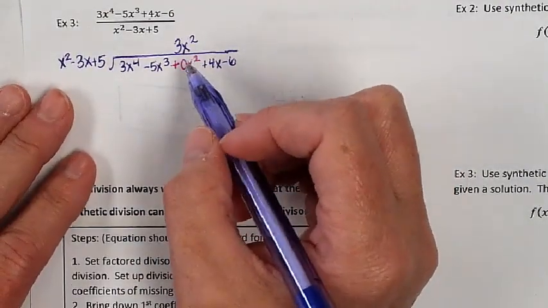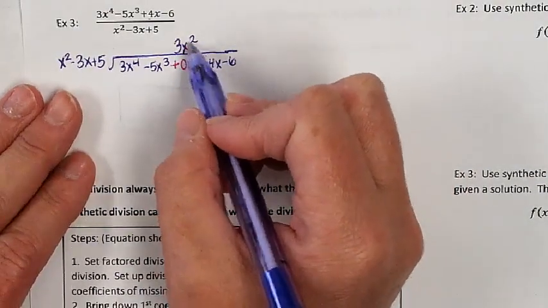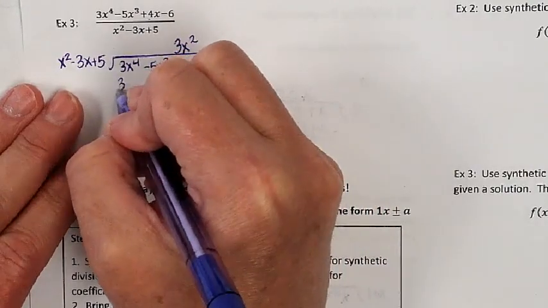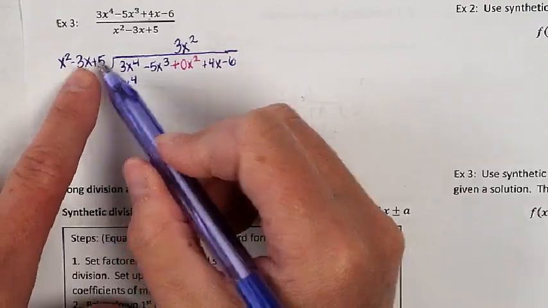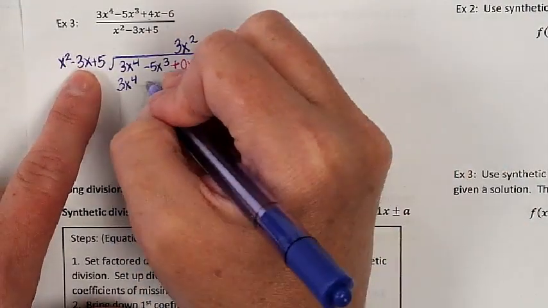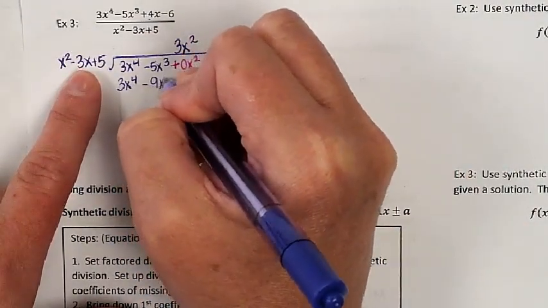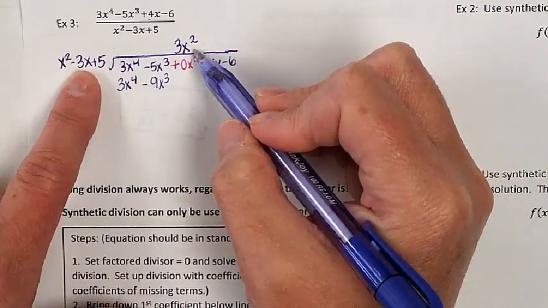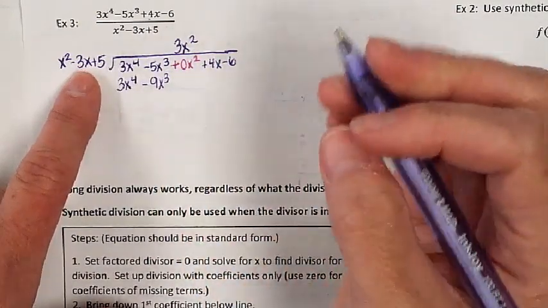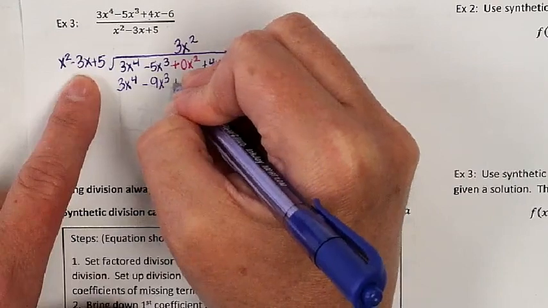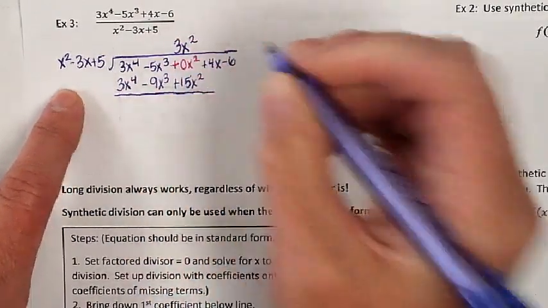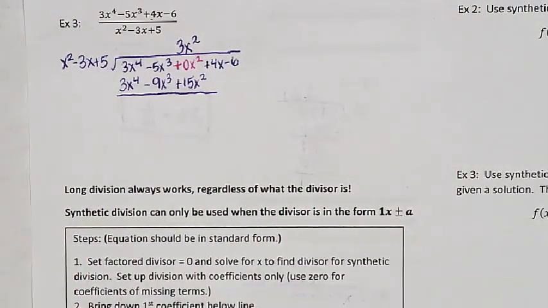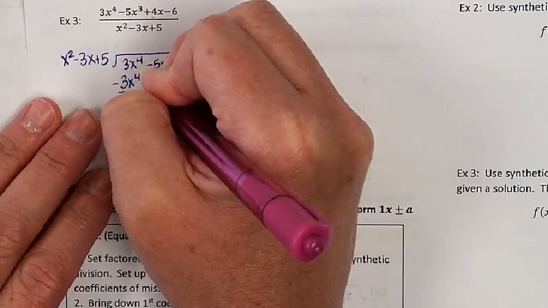So 3x squared times x squared is 3x to the fourth. 3x squared times a negative 3x is going to give me a negative 9x cubed. And 3x squared times 5 is a plus 15x squared. Now I need to subtract all of that, so we're going to change the signs, so minus, plus, and a minus.